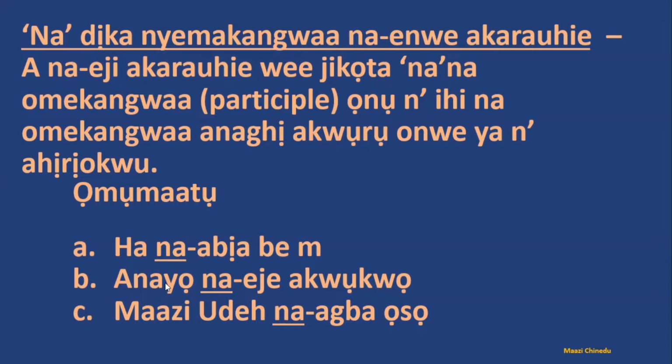Ọmụmaatụ nke ọzọ bụ Anayo na-eje akwụkwọ. Eje is a participle, omekangwa, na n'ebe a rụrụ ọrụ dịka enyemaka ngwa nke nwere akara uhie iji nyere mkpụrụ okwu bụ eje aka n'ahịrịokwu a ka o wee nwee nghọta. Anayo na-eje akwụkwọ. Maazị Ude na-agba ọsọ, na n'ebe a na-alụkwazi ọrụ dịka enyemaka ngwa nke nwere akara uhie.